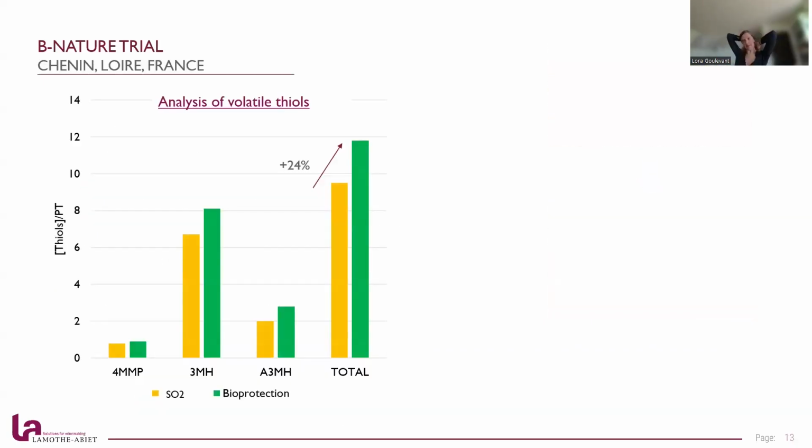So what we observed first is that we had way more aromas in the bioprotection wine compared to the SO2. So adding no SO2 to the wine resulted in less stress for the yeast. So the yeast had better fermentation conditions and better conditions to release more volatile thiols during the fermentation. So you can see that the wine contains more aromas compared to the SO2, because the SO2 creates stress for the yeast, and maybe there was more oxidation.